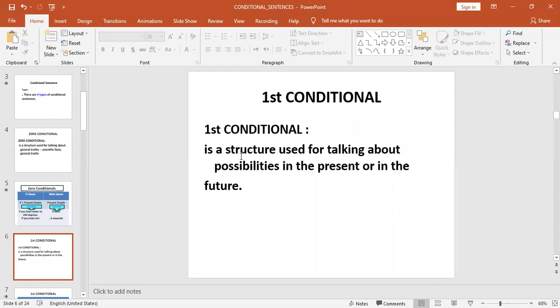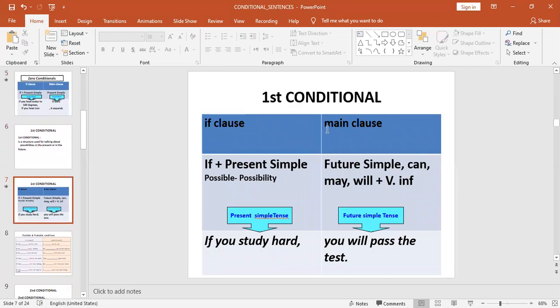The first conditional is a structure used for talking about possibilities in the present or in the future. Here I speak about something which is possible, something which may happen, whether at present or in the future. What is the structure? In the if clause, I use the present simple. In the main clause, I use future simple, like can, may, or will plus the infinitive verb.